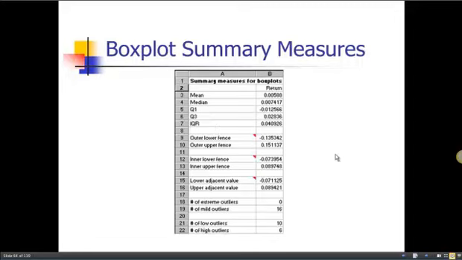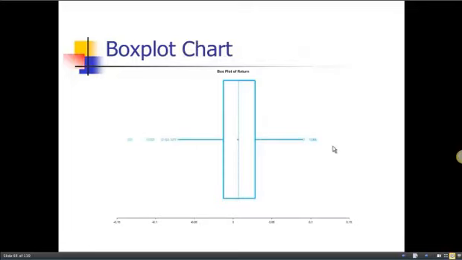Some other measures that you might see are called the outer fences, the inner fences, and so on. And where these come in is that the box plot, in its most formal sense, really measures things in terms of that distance between the first and third quartile values. And this is a box plot for a set of data.